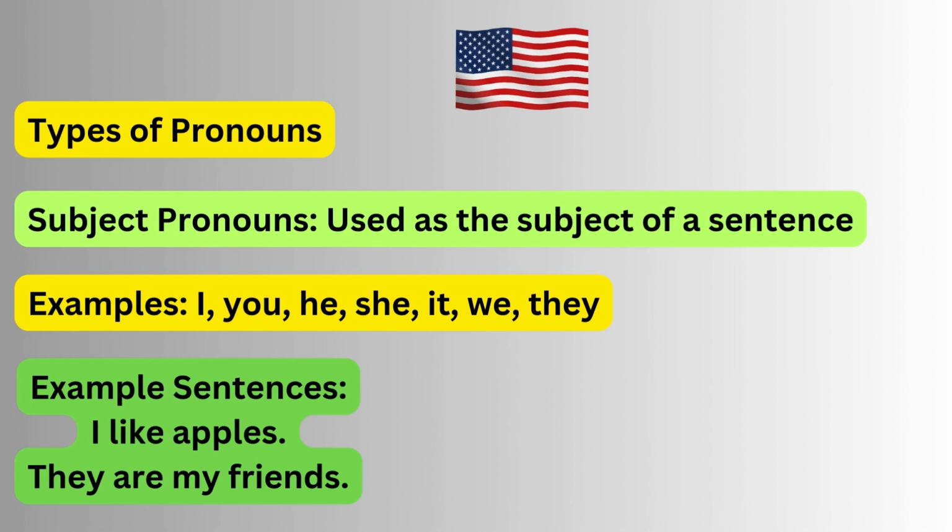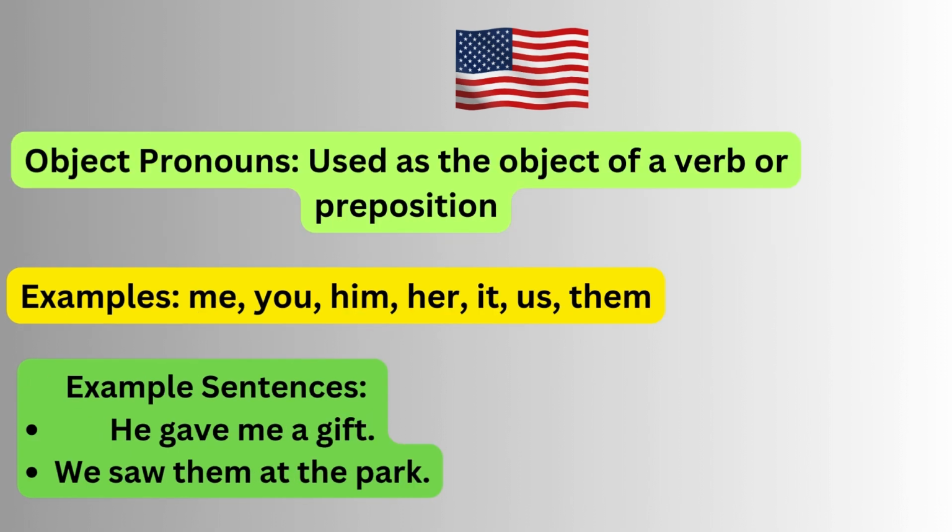Examples: I, you, he, she, it, we, they. Example sentences: I like apples. They are my friends. Object pronouns, used as the object of a verb or preposition.